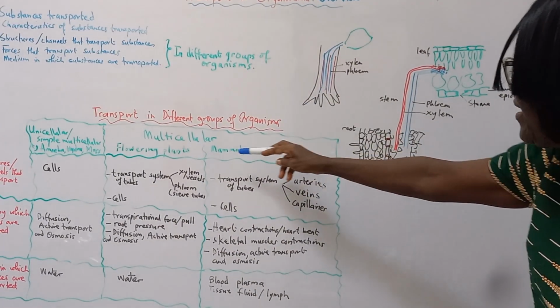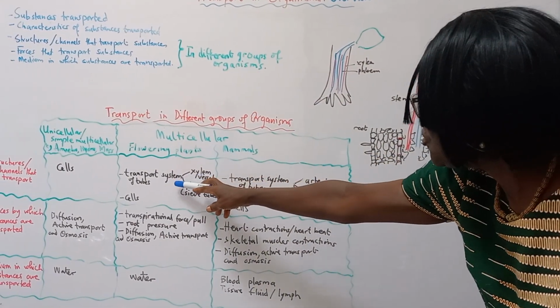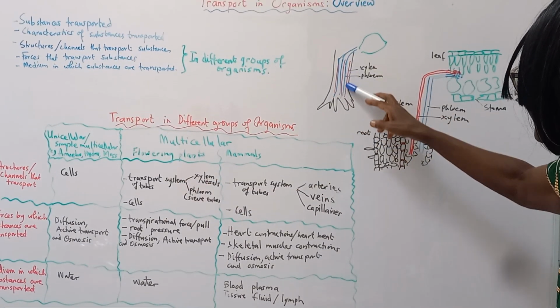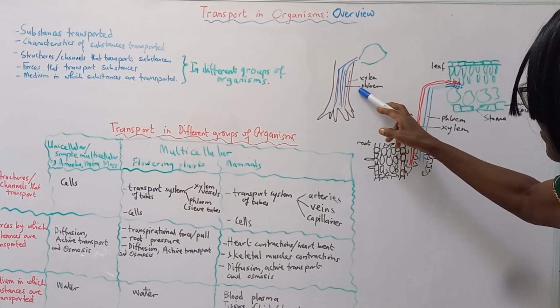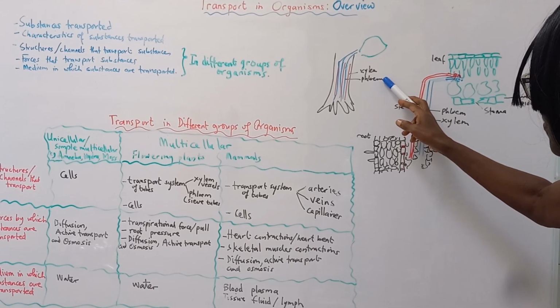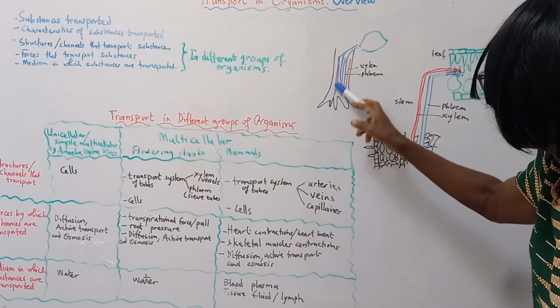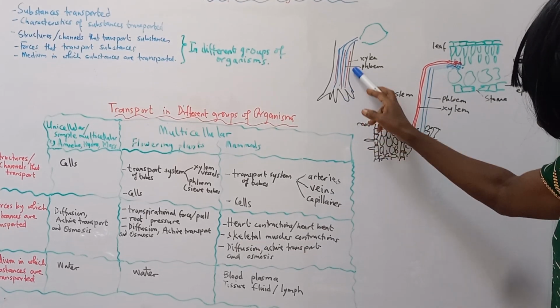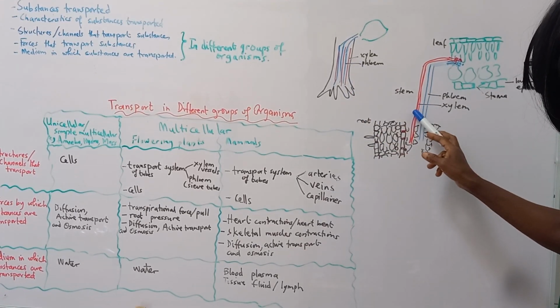So in flowering plants, the long tube transport system that carries the substances fast is the xylem and the phloem: xylem vessels and phloem sieve tubes. These are tubes that carry substances fast and get the substances to the cells. So we have an example.